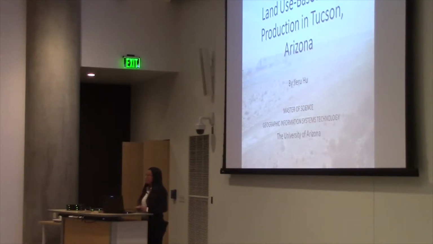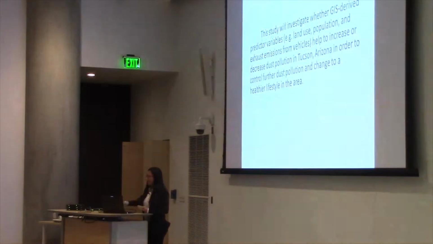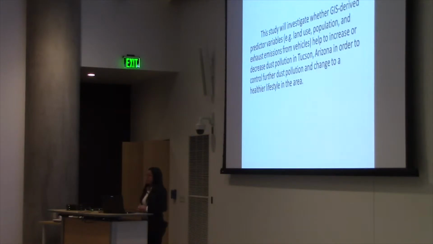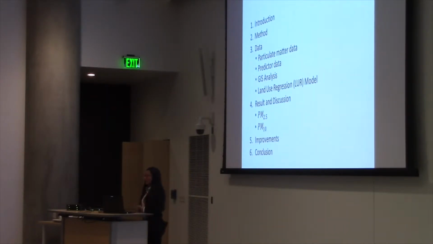My name is Jieru, and I'm glad to introduce my project tonight. My project is about using a land use regression model for dust production in Tucson, Arizona. This study investigates whether GIS-derived predictor variables help to increase or decrease dust pollution in Tucson, in order to control further dust pollution and change to a healthy lifestyle. I will be following this outline of my project.